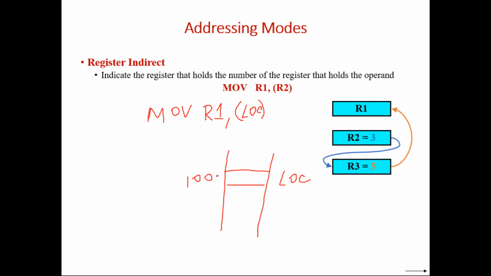So it works in the same fashion. When you give move R1 comma R2, R2 acted like a pointer. Similarly here LOC will act like a pointer. Let us assume LOC contains 2000. Then LOC is pointing to the address 2000. So there will be some address 2000. If this address 2000 contains the value 15, then it will move that 15 to R1. Now R1 will become 15. So this is called memory indirect.